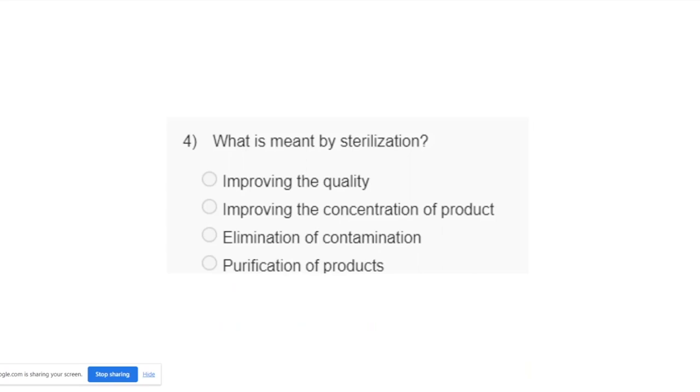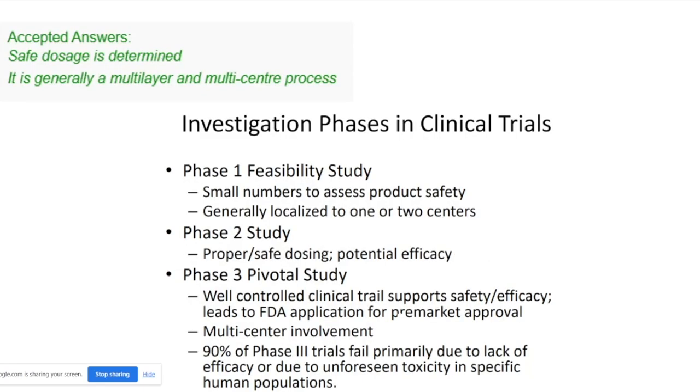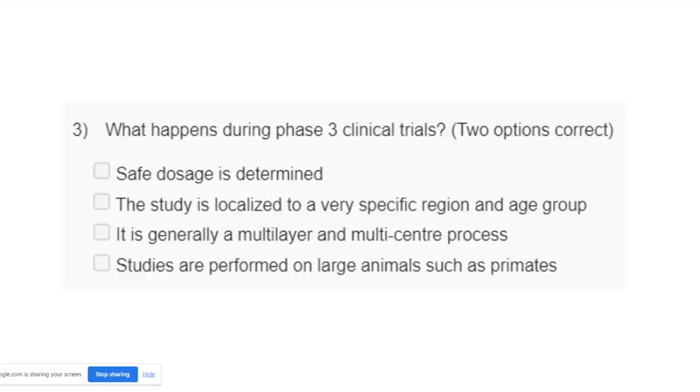Ma'am, in the third question of the assignment, they gave only 3 options. We have to choose only one correct option. Okay, I think they might have modified the question. This is the previous year question. So you can select one option also.